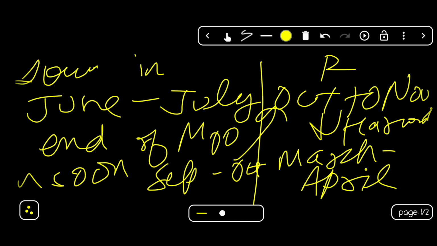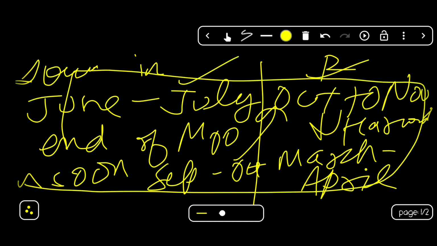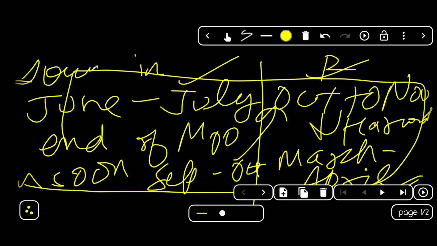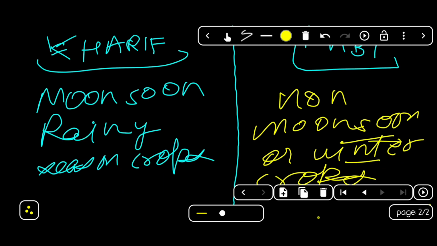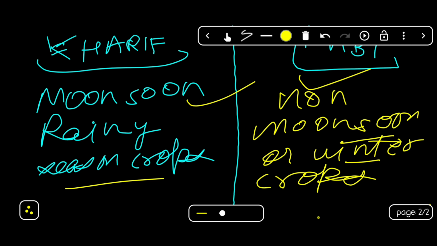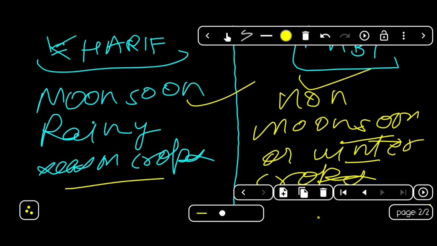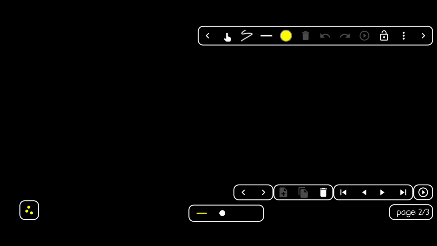These are the main differences, and you can write this at the back also, it is very important. Hot and humid climate is also a difference, but it is not sufficient according to marks.